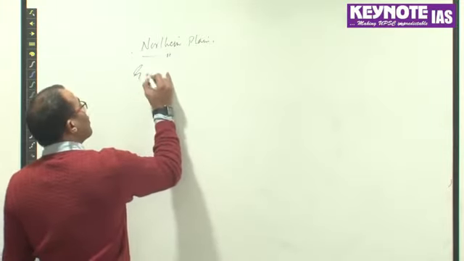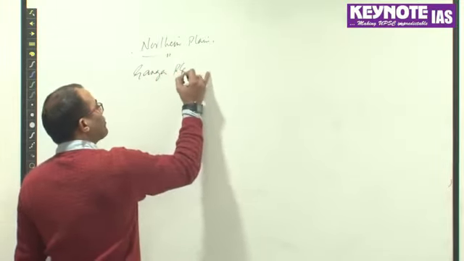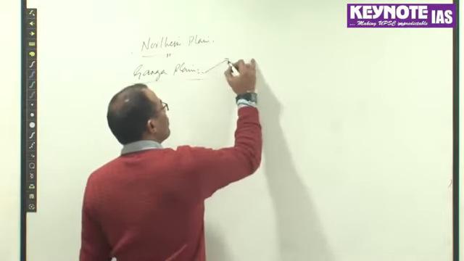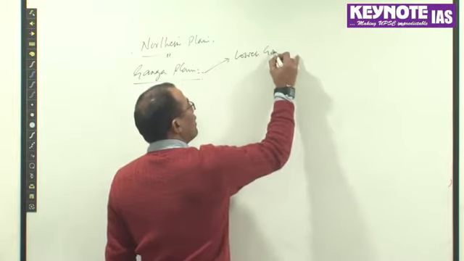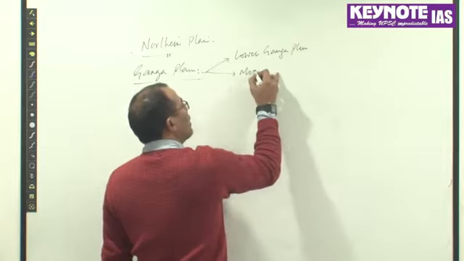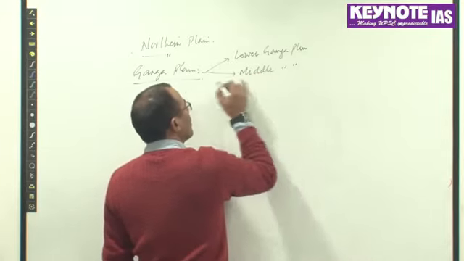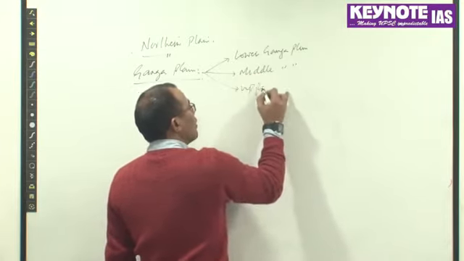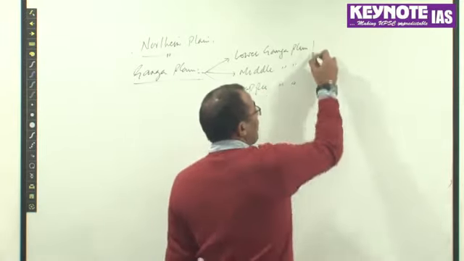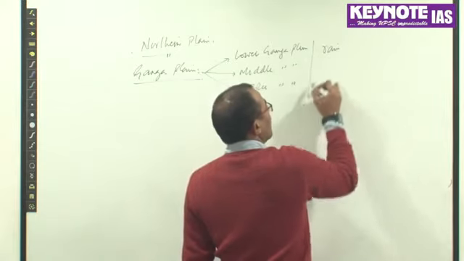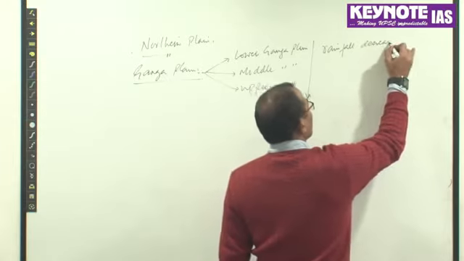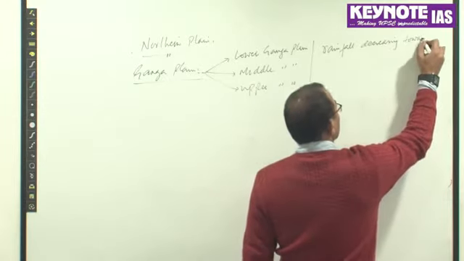Start with Ganga plain. That is further divided into lower Ganga plain, middle Ganga plain, and upper Ganga plain. The division is primarily based on rainfall decreasing towards west.